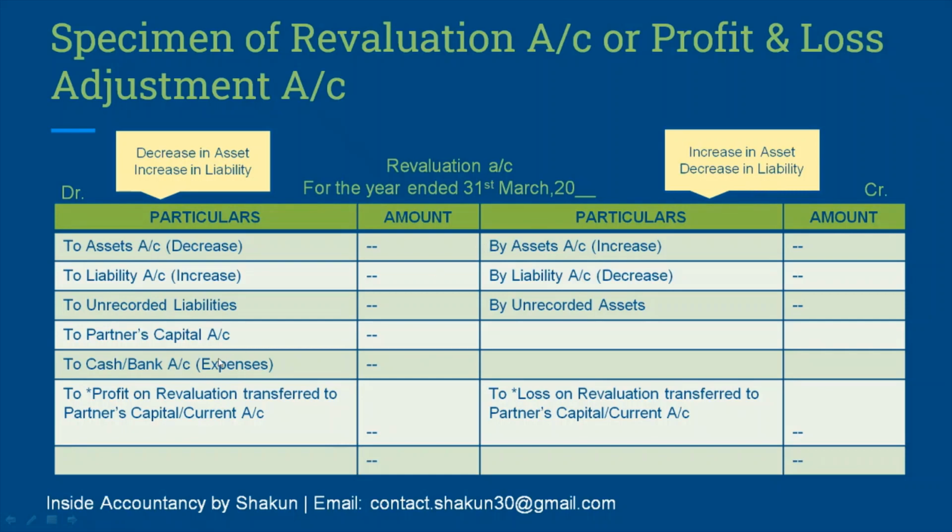When we balance it, we'll either have profit or we'll have loss. Either of the one figure will be there, and it will always be distributed in the old ratio. Since these revaluations of the assets and liabilities are made at the time of change in profit sharing ratio and they relate to the period before the change, therefore it should be divided in the old ratio.